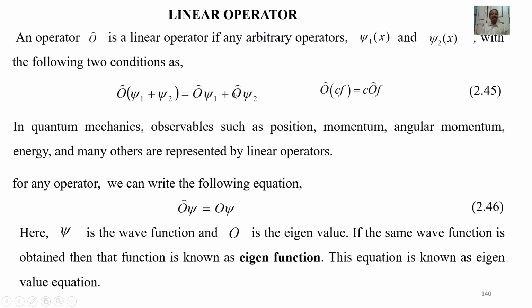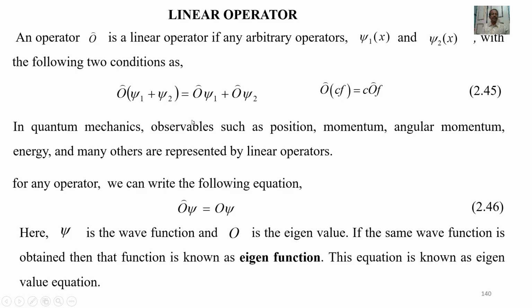So the definition of a linear operator is nothing but these two conditions: one is scalar multiplication, another one is addition. An operator O is a linear operator if, for any arbitrary functions psi1 of x and psi2 of x, the following two conditions hold. The operator operating on the combined system will give us the operator operating on the individual systems, and the second is about scalar multiplication. So you can pull the scalar out.